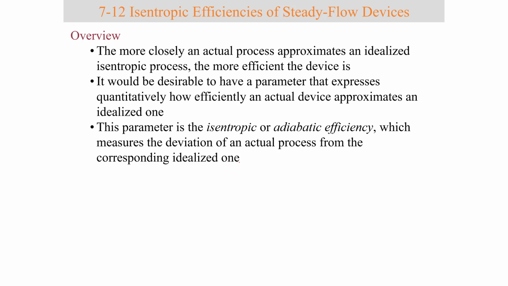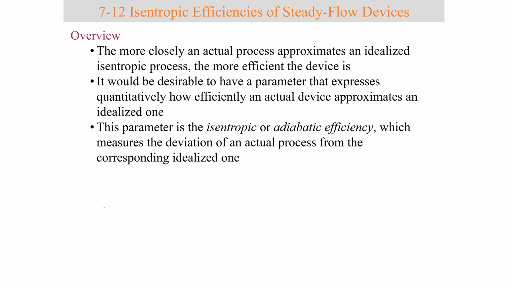So why are isentropic processes of steady flow devices important? Well, the more closely an actual process approximates an idealized isentropic process, the more efficient the device is. An isentropic process results in no entropy production, which means that process is occurring in the most efficient possible way. An isentropic process is a representation of a process that is adiabatic and isentropic, which means that the value of the entropy entering is the same as it is exiting.